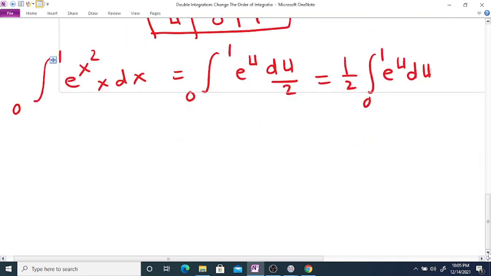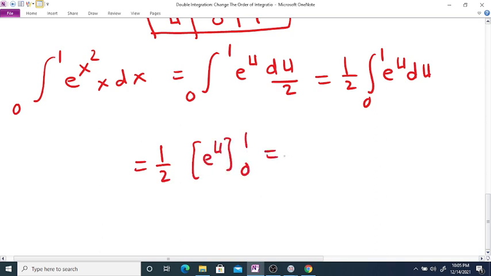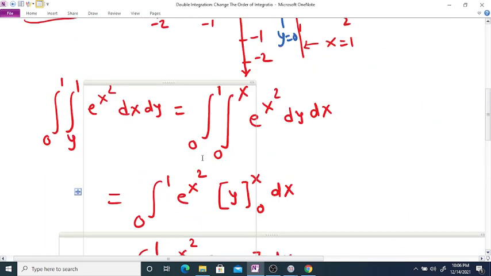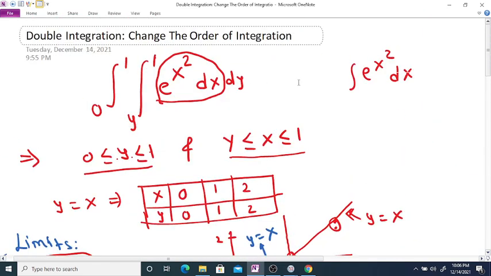Now the integration of e raised to u is e raised to u from 0 to 1. If you put the upper and lower limits, it is e raised to 1 minus e raised to 0, so it is equal to (e minus 1) divided by 2. e raised to 0 is 1. So this is the value of the given double integration. We have solved this example of double integration by changing the order of the integration.